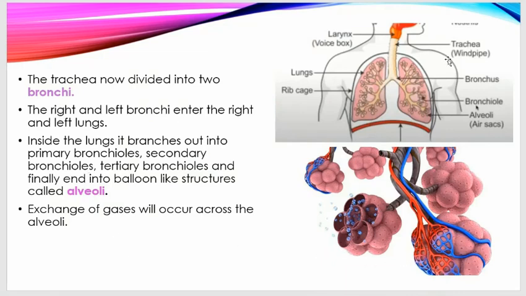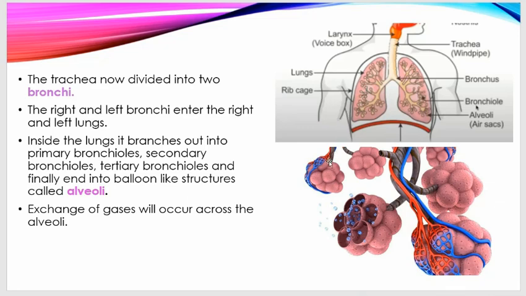Then the trachea, as you can see in this figure, this is your trachea part, which you also call the windpipe. It gets divided into two main branches, which are known as the bronchi. The right and the left bronchi are going to enter the right and the left lung respectively. And inside the lungs, these bronchi are divided into very, very small branches, which are called bronchioles. So we have primary bronchioles, then secondary bronchioles, then tertiary bronchioles, and so on.